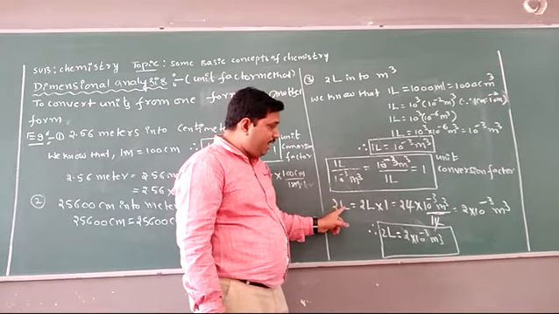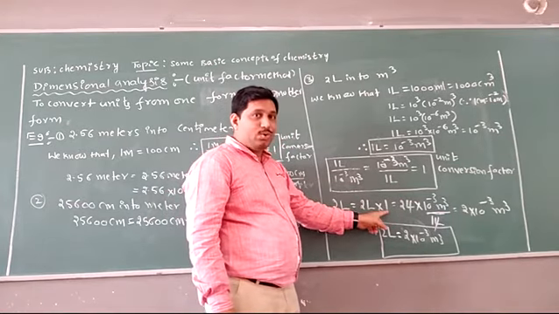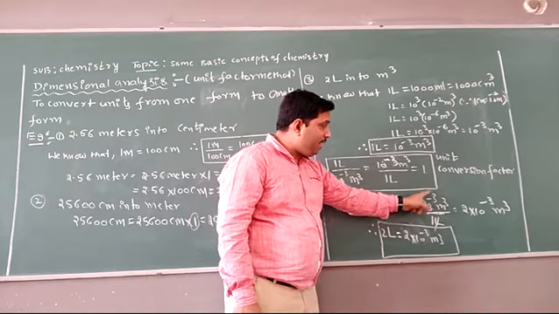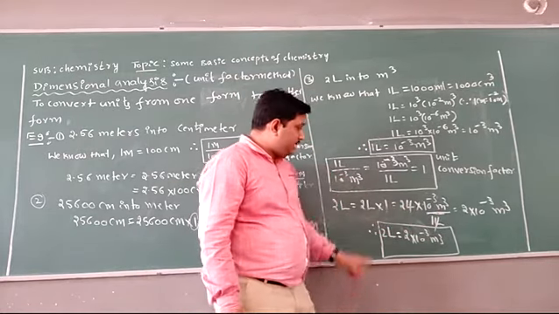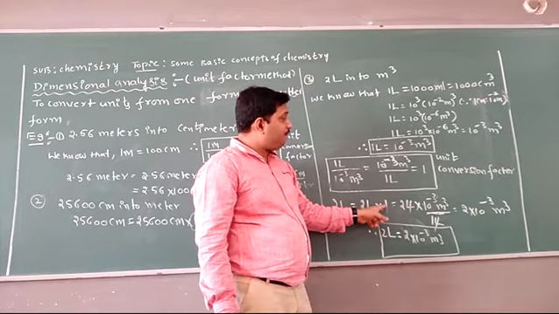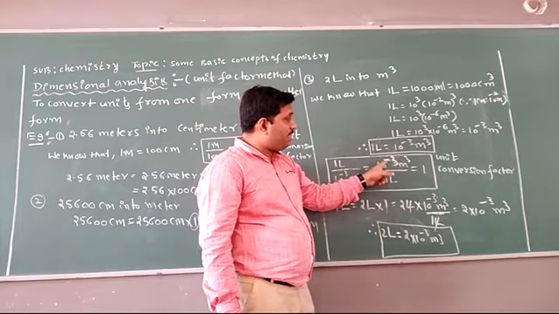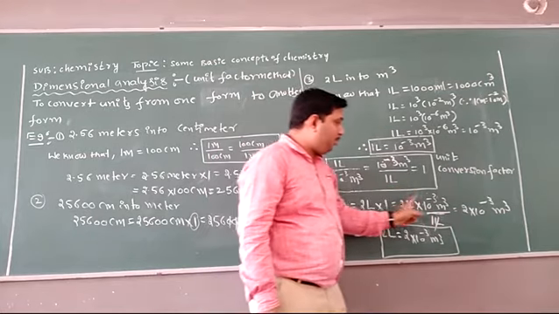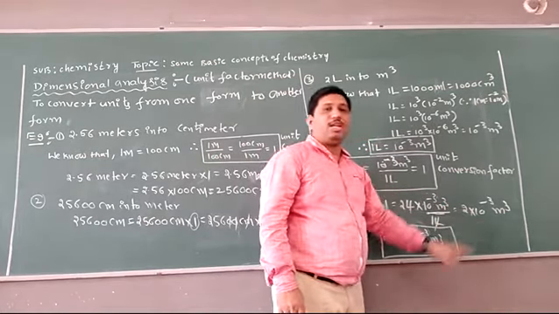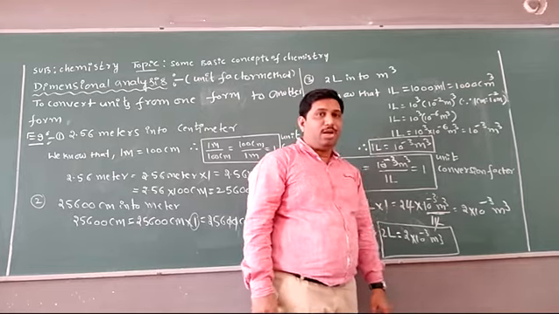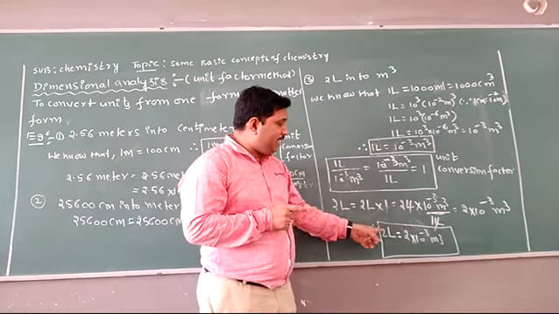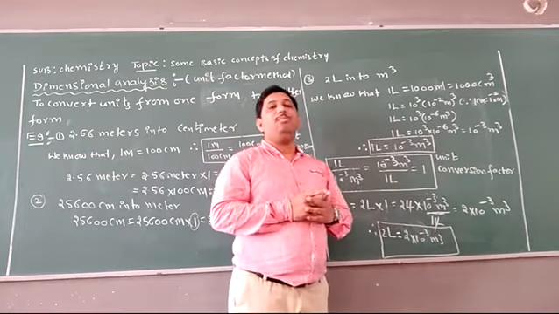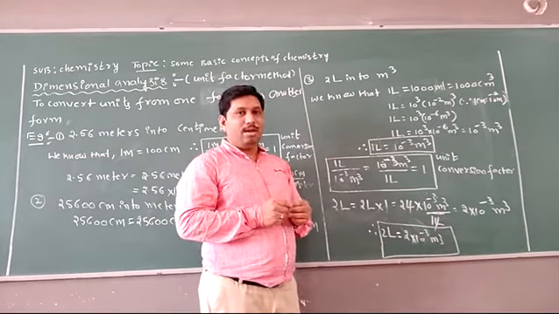Therefore, 2 liters can be written as 2 liters into 1. Therefore, 2 liters into 10 to the power of minus 3 meter cube by 1 liter. This 1 is the unit conversion factor, which can be written as 10 to the power of minus 3 meter cube by 1 liter. Liter cancels out. 2 into 10 to the power of minus 3 meter cube. Therefore, 2 liters in the form of meter cube is 2 into 10 to the power of minus 3 meter cube.